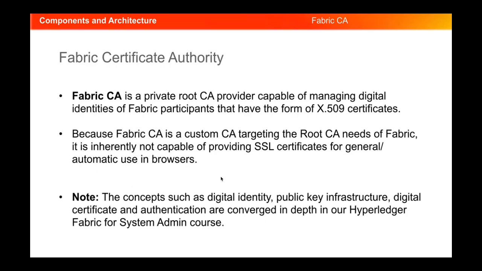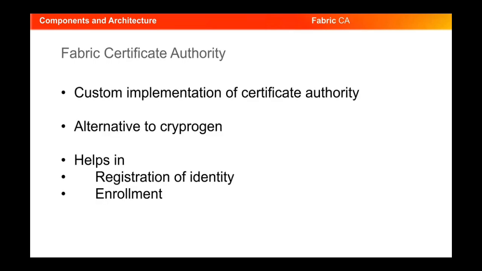All these concepts that I am explaining here are more about configuration details. To get to know more about the configuration details, please do check out our lecture Hyperledger Fabric for System Admin on bootcamps. Fabric Certification Authority is a custom implementation of a certification authority, and it is an alternative to the Cryptogen tool, which is provided by Hyperledger Fabric by default.